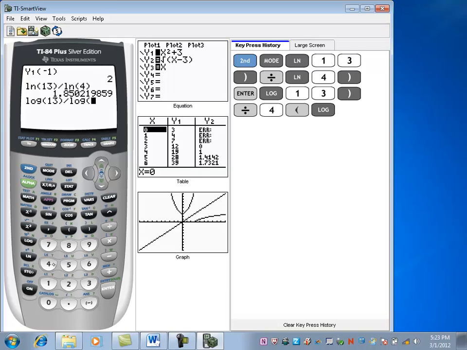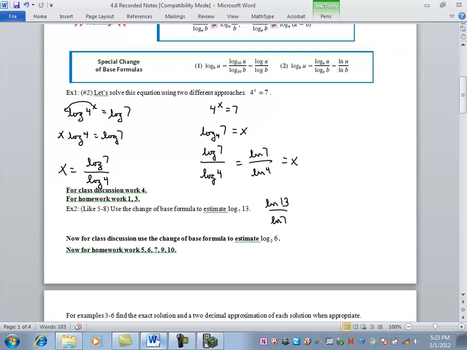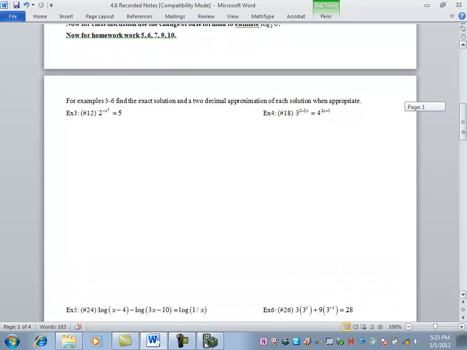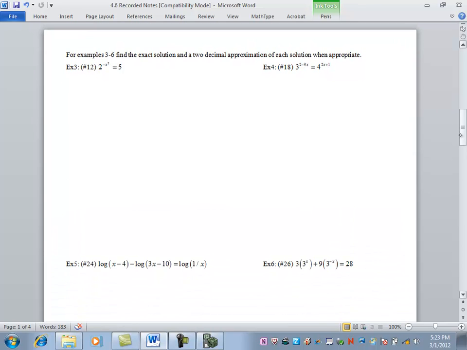There we go. Common log of 4. And we'll see, just as advertised, we get the same value. So it doesn't really matter which direction we go there. I'll let you guys use the change of base formula to estimate log base 3 of 6, and we'll take it from there. Alright, so let's solve some exponential equations, shall we?